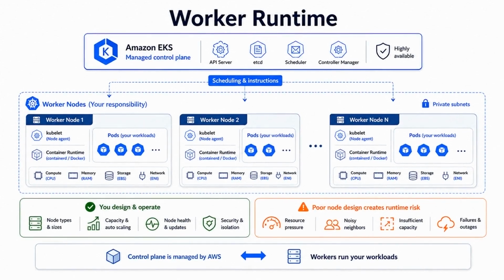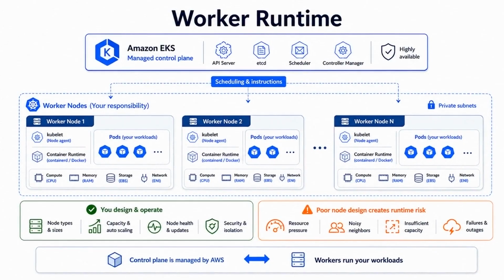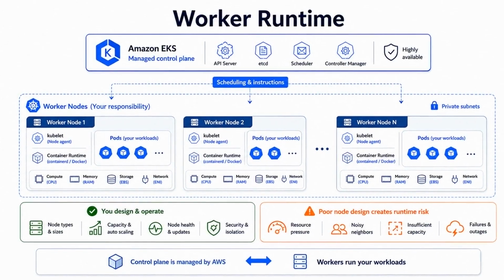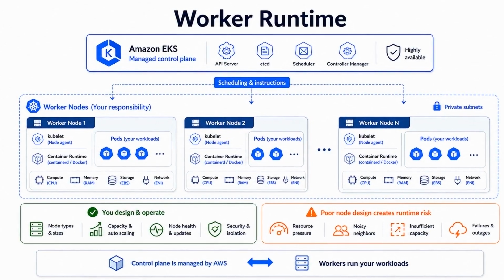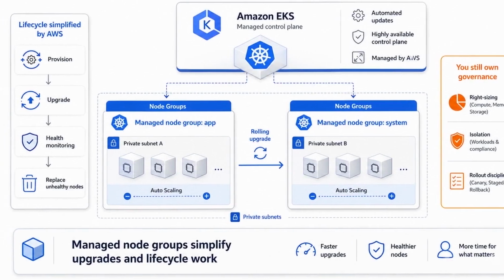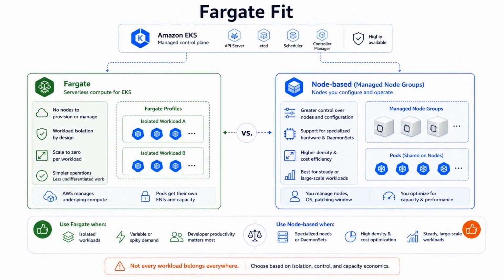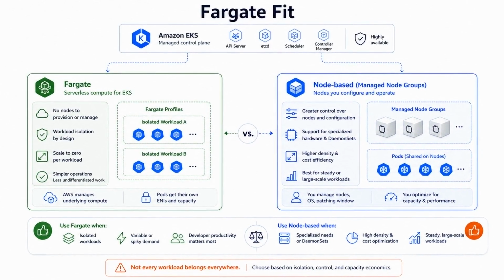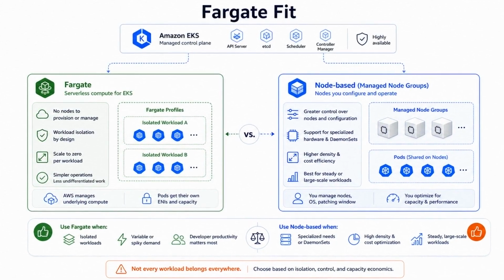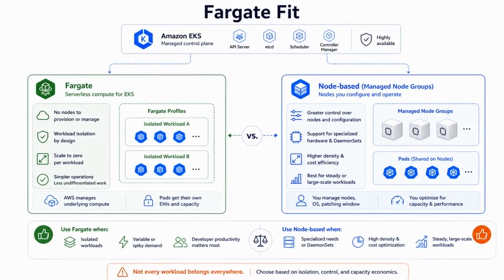Worker nodes host pods, Kubernetes, and most of the runtime dependency chain. So node design still matters even when the control plane is managed. Managed node groups simplify upgrades and lifecycle work, but they do not remove the need for sane sizing, isolation, and rollout discipline. Fargate can be valuable for isolated workloads and simpler operational ownership, but platform teams still need to know when node-based clusters are the better fit.